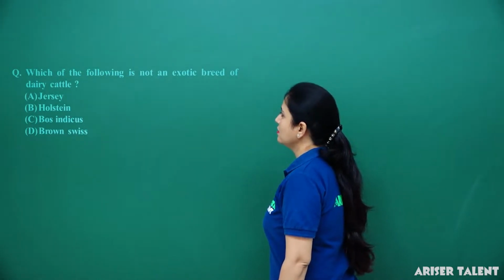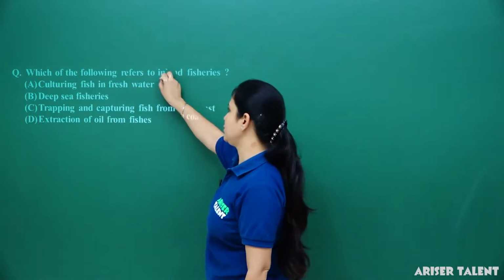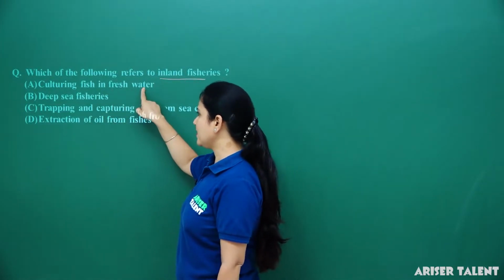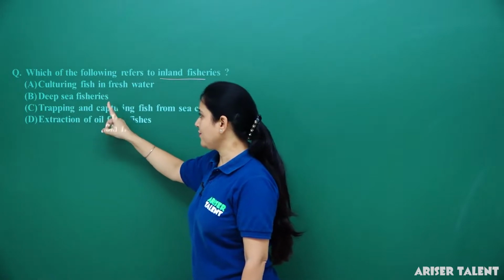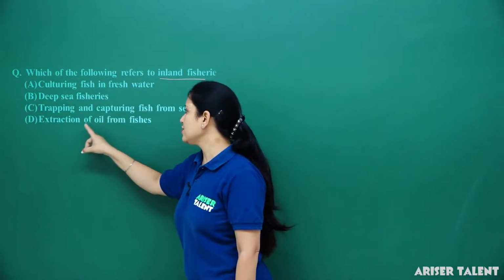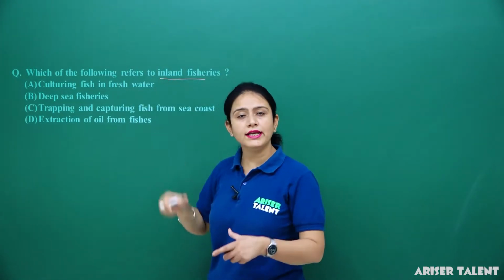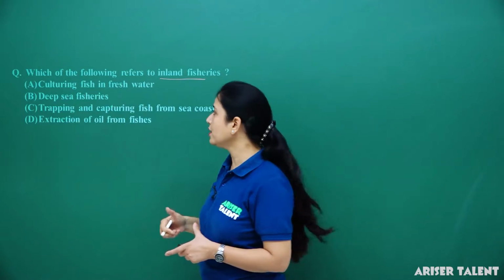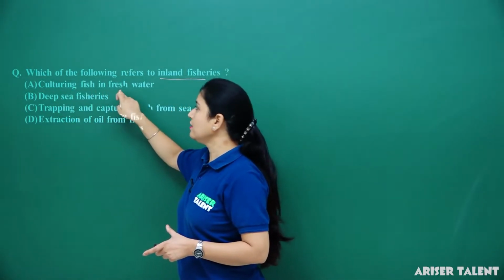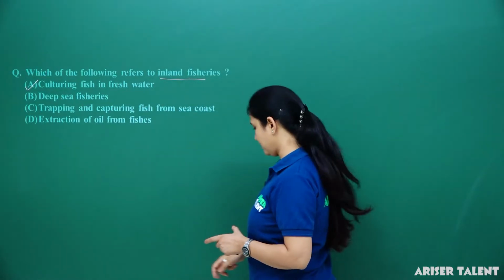Next is, which of the following refers to inland fisheries? Culturing fish in fresh water, deep sea fisheries, trapping and capturing fish from the sea coast, extraction of oil from fishes. As we are talking about inland fisheries, what do they belong to? Culturing fish in fresh water. So option A is the correct answer.